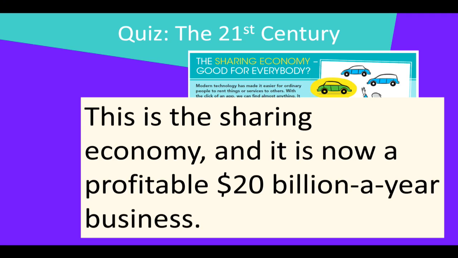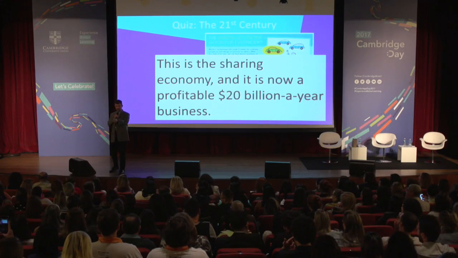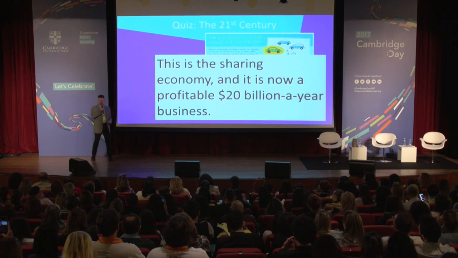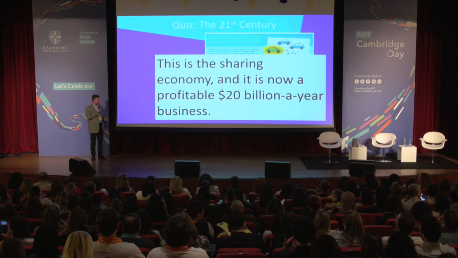Okay, this is from a reading about the sharing economy, and the answer is, this is the sharing economy, and it is now a profitable $20 billion a year business. Okay, we're all teachers here. How many of you are making $20 billion a year? Raise your hand. Okay, I want the name of your school. I want to see if they're hiring. Okay, $20 billion a year, so it's a pretty good business, huh?